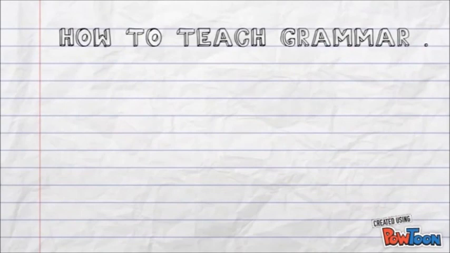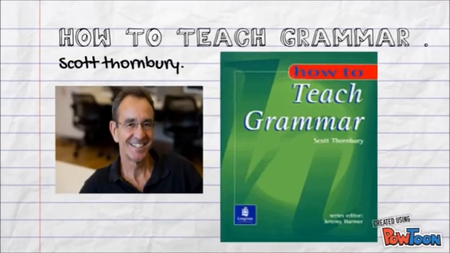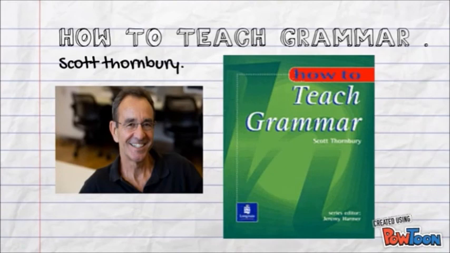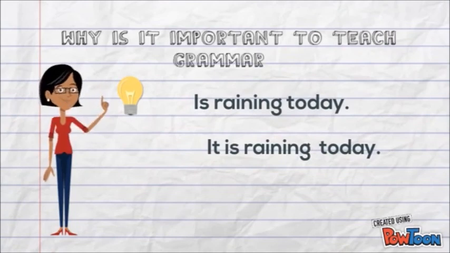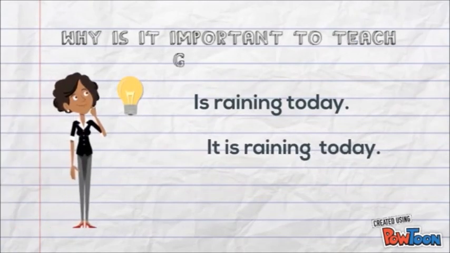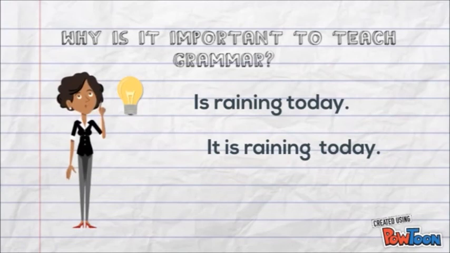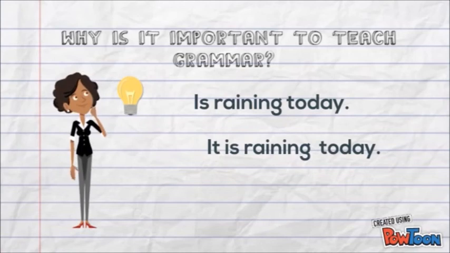This presentation is based on How to Teach Grammar from Scott Thornbury. Now let's talk about why it is important to teach grammar. Teaching grammar is very important for us and for our students because it gives them the opportunity to produce correct sentences. Let's take a look at an example: "It's raining today" and "It is raining today." Both sentences give a meaning, but the difference in the correct use of grammar is evident. So we can teach our students to produce correct sentences.